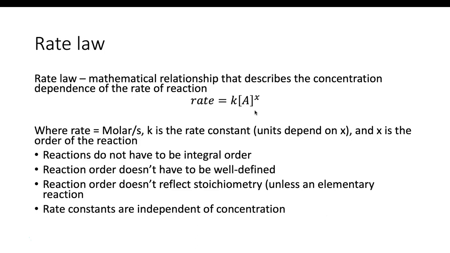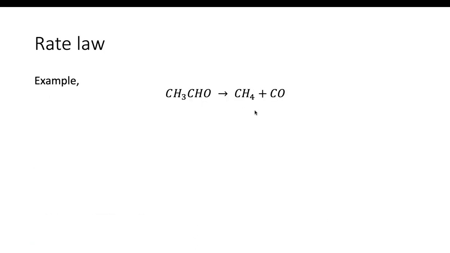All right, so we have a couple of rules in terms of rate laws. Reactions don't have to have integral orders, so they don't have to be first order or second order. The reaction order doesn't have to be well defined, so over the course of a reaction, the order can actually change. And the reaction order almost never reflects the stoichiometry of the reaction, unless we're talking about a particular type of reaction like an elementary reaction. And as I stated, the rate constants are independent of concentration.